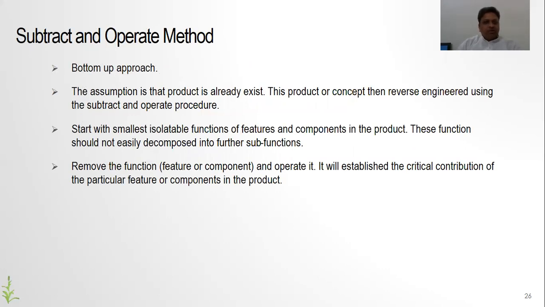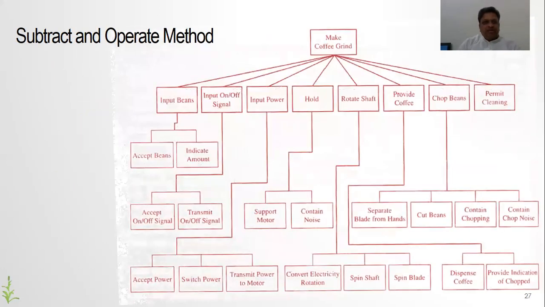The subtract and operate method is a bottom-up approach. The assumption is that the product already exists, and the product or concept is reverse engineered using the subtract and operate procedure. Start with the smallest isolated functions of the feature components in the product. These functions should not easily decompose into further subfunctions. Remove the function, feature or component and operate the product. It will establish the critical contribution of the particular feature or component in the product. Here's how to do the subtract and operate method.